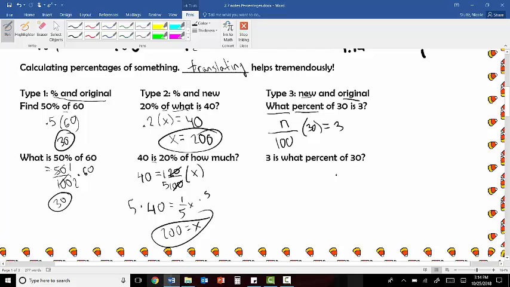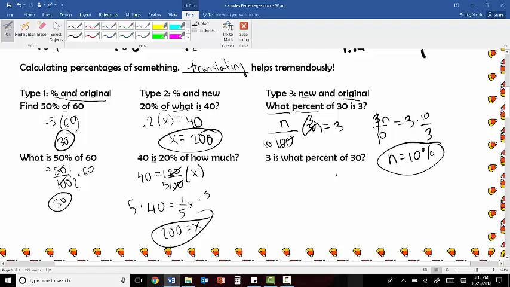So we are going to solve this equation. The first thing I would do is reduce 30 to 3 and 100 to 10. I'm going to rewrite it over here so it's a little bit neater. I have 3n over 10 equals 3. If I want to solve the equation, I multiply both sides by 10/3. Either way, I'm going to get 10. So the answer would be 10%, because they did ask what percent.